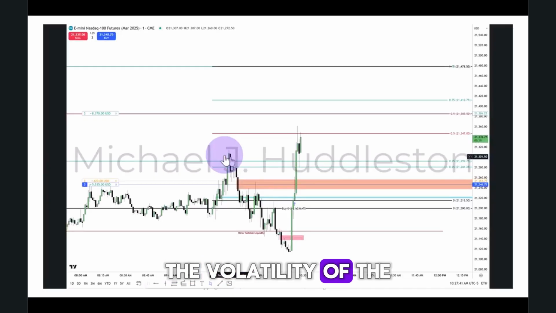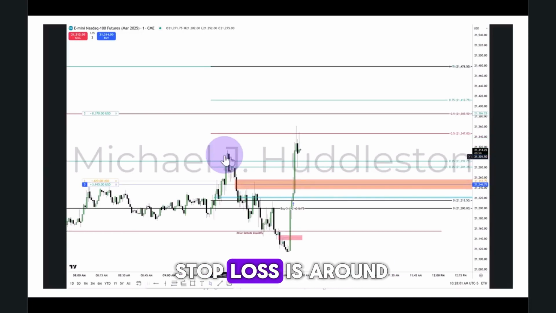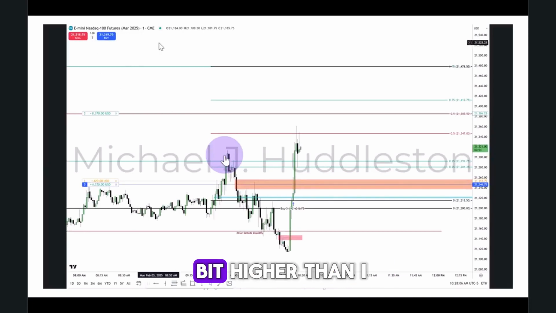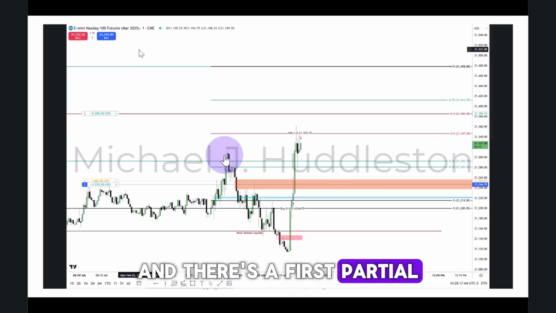The volatility of the market today was really, really high. So that's the reason why my leverage is a lot lower, because my stop loss is around 20 handles. That's just a little bit higher than I normally have it. And there's the first partial.